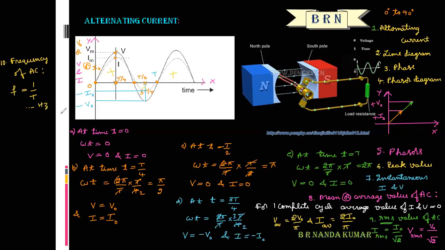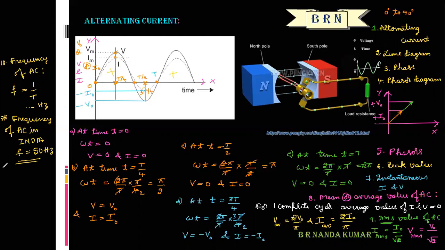What is the value of the frequency of alternating current in India? This is a very important point. The frequency of AC in India is exactly 50 hertz.